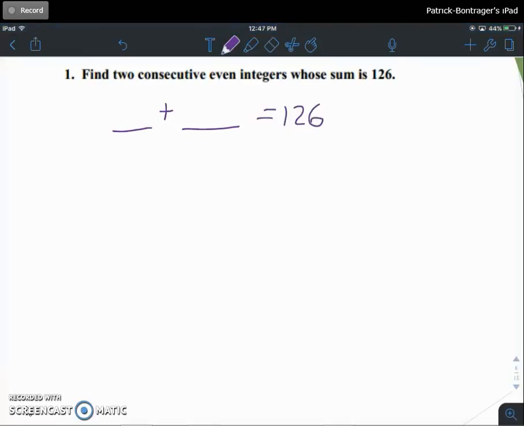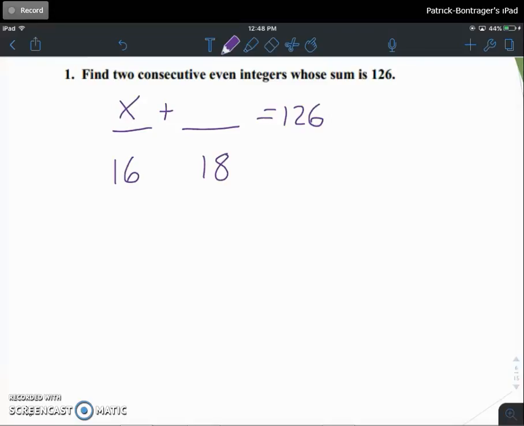Again, for review, I like to find an even integer. So I'm going to say my integer is 16. Well, the next integer after that would be 18. Of course, 16 plus 18 is not 126. We're trying to get an example so we can set up our equation. My first unknown integer is really unknown, so we'll put x.